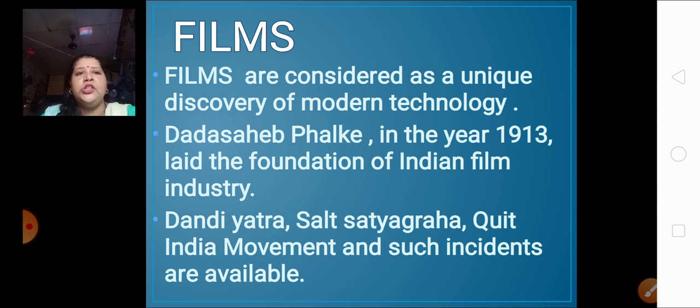Dandi Yatra, Salt Satyagraha, Quit India movement, and such incidents we are able to experience through films. Today also in the films we are able to see this Dandi Yatra, Salt Satyagraha, Quit India movement, and such other incidents. So film also played a very important role to have clear information about history. So I hope children we have revised the lesson properly.